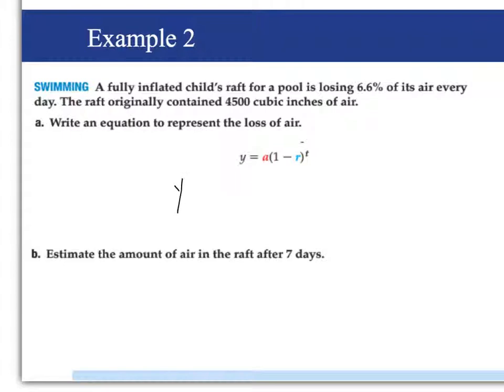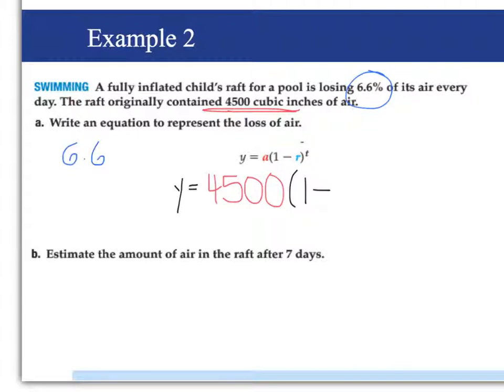So we have y equals, and a is our initial amount. The initial amount of air that was in the raft was 4,500. And then we multiply times 1 minus r, which was our percent, 6.6%, but I can't leave it like that, so I move the decimal twice to the left, and it becomes 0.066, all raised to the t power.